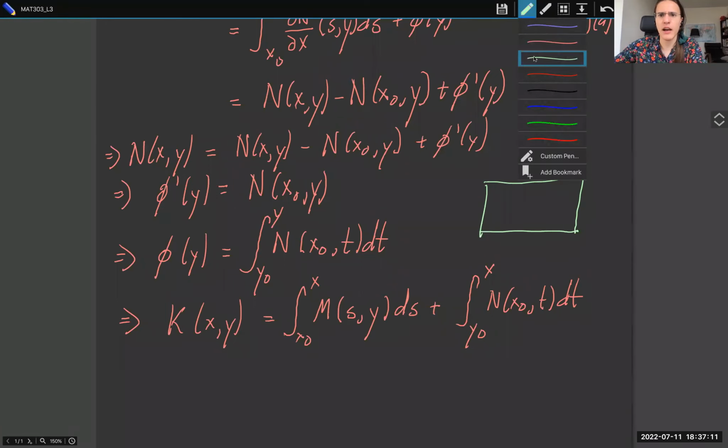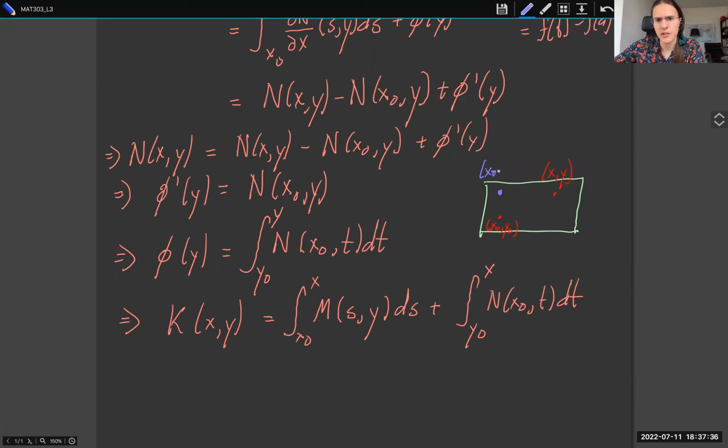And let's imagine that we have the point x naught, y naught, and the point x, y. So this argument on N, as we increase on y, it uses x naught. So you can sort of imagine taking this point here, which is x naught, y, and then what you're doing is you're integrating N here. And then you're going to integrate M here.